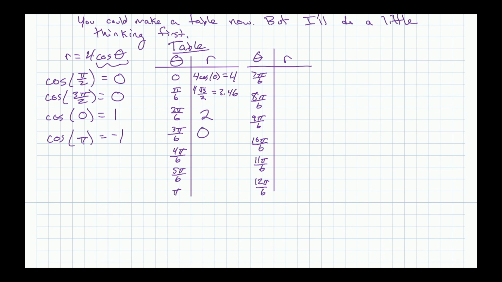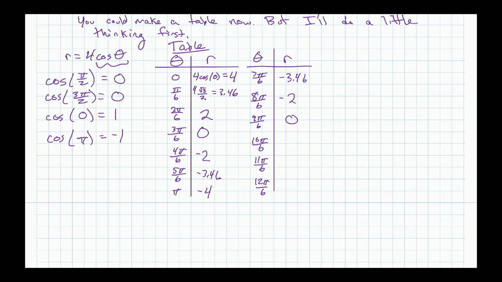And then we're going to go negative, and this is going to be negative 2, negative 3.46, negative 4, negative 3.46, negative 2, 0 again.